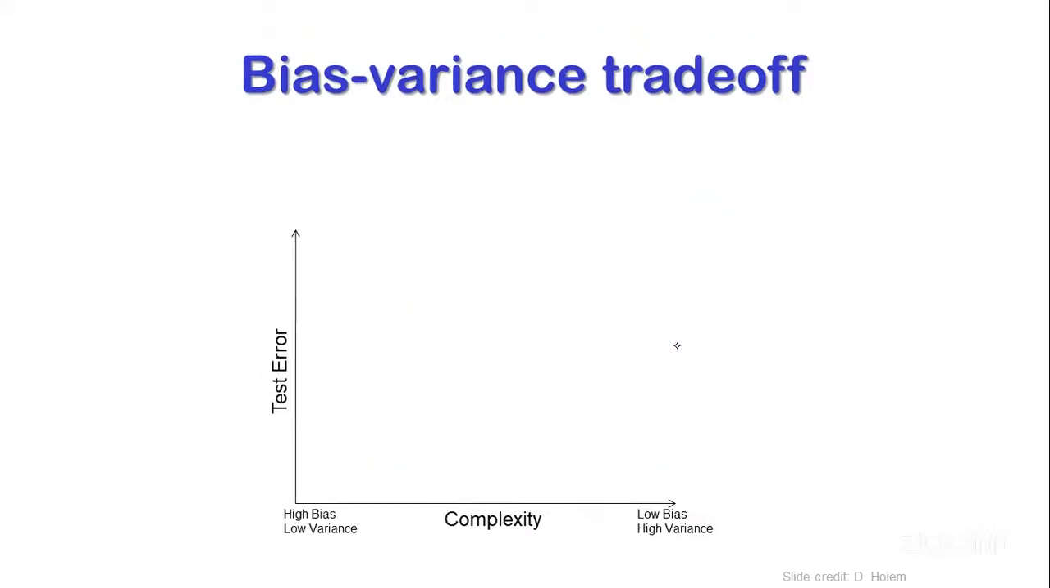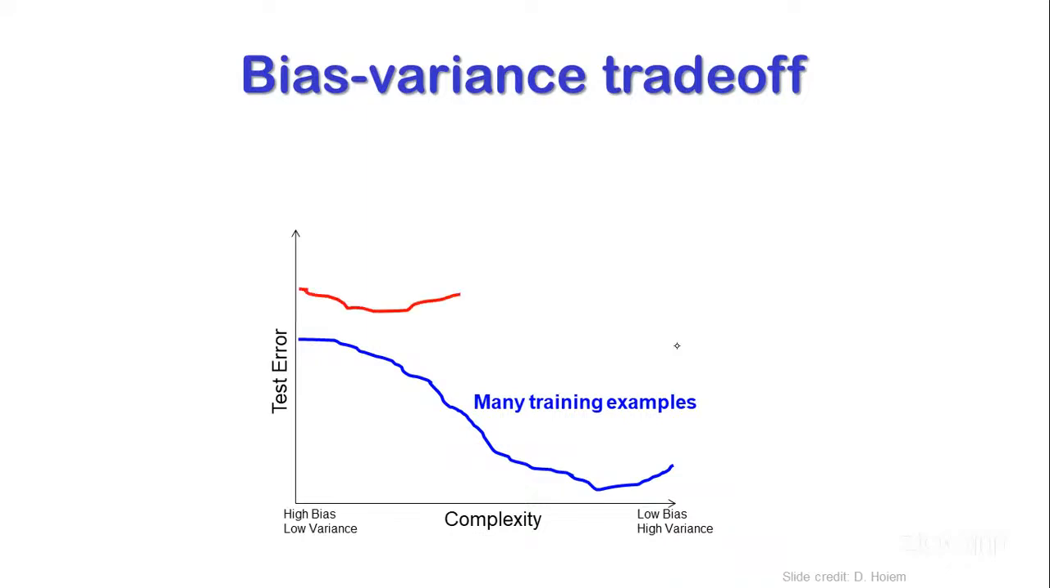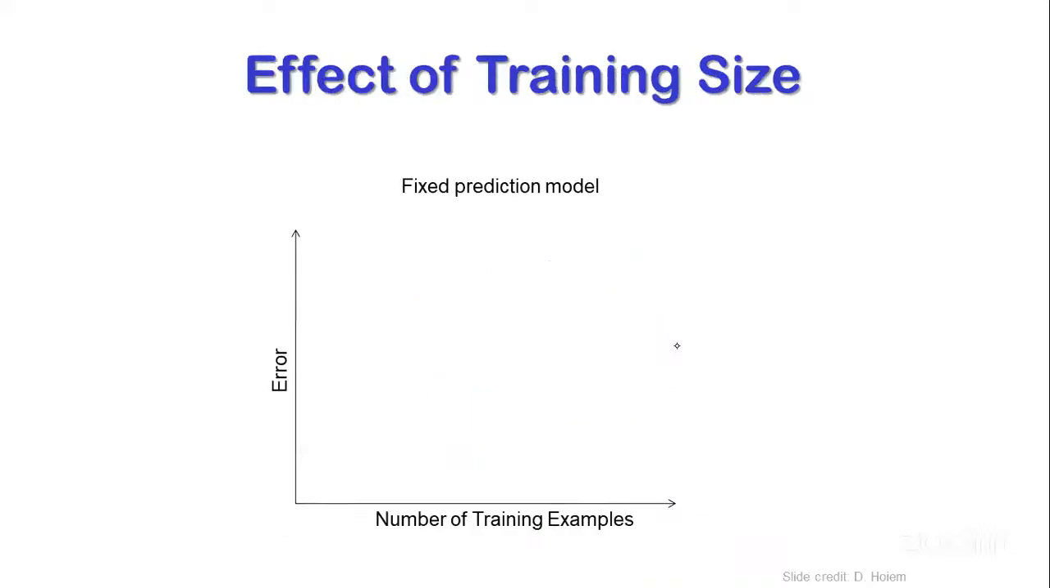Now take this test error. What happens if you show many training examples? Obviously your test error is going to decrease, and if you choose only few training examples, then at test time your test error is going to increase. And if you take a fixed prediction model, let us say your parameters are all fixed, and you have a model there, you get the effect of the training size.